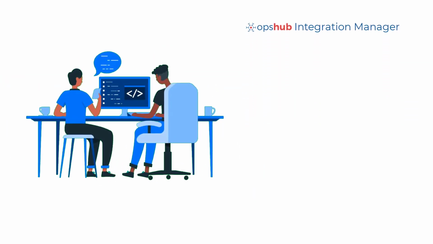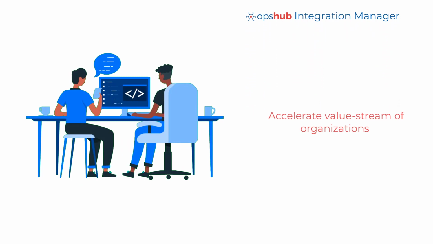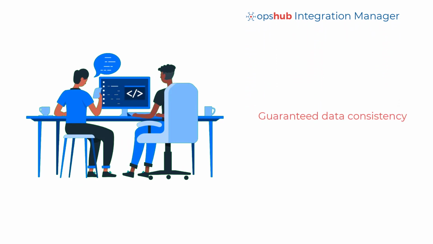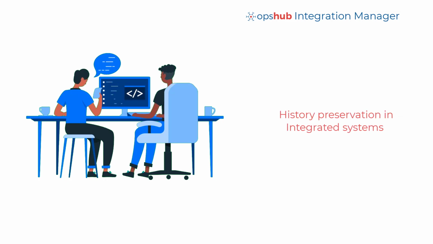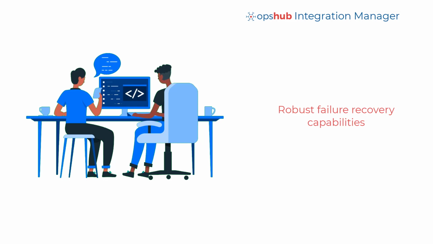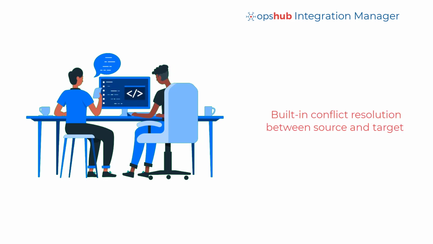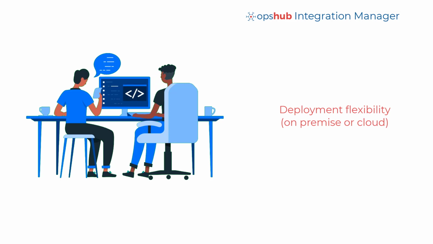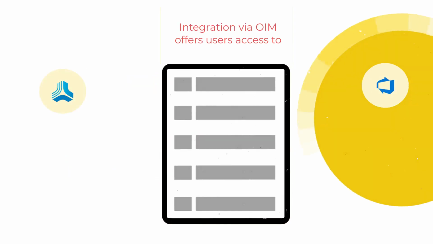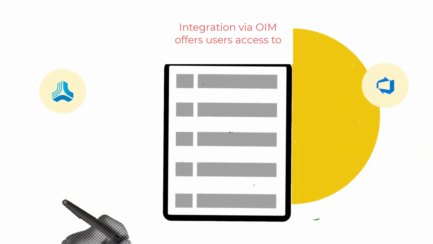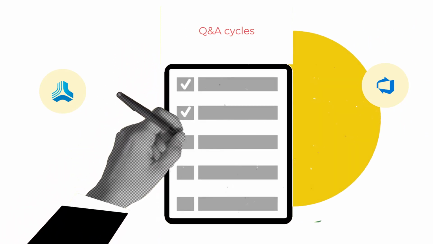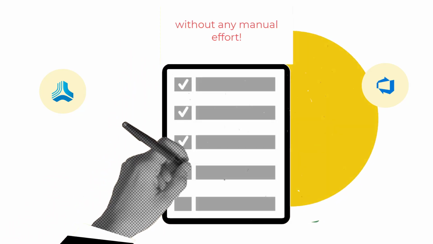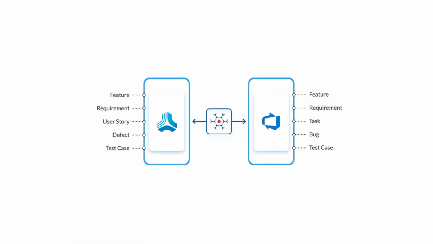OIM's agile integration puts the entire value stream of organizations on a fast track with guaranteed data consistency, end-to-end traceability of requirements, history preservation in integrated systems, robust failure recovery capabilities, built-in conflict resolution between source and target, and deployment flexibility. The integration of Jama and ADO using OIM enables users to get access to the latest business requirements, development statuses, and QA cycles without any manual effort. Let's take a look at the integration of Jama Connect with Azure DevOps using OIM.